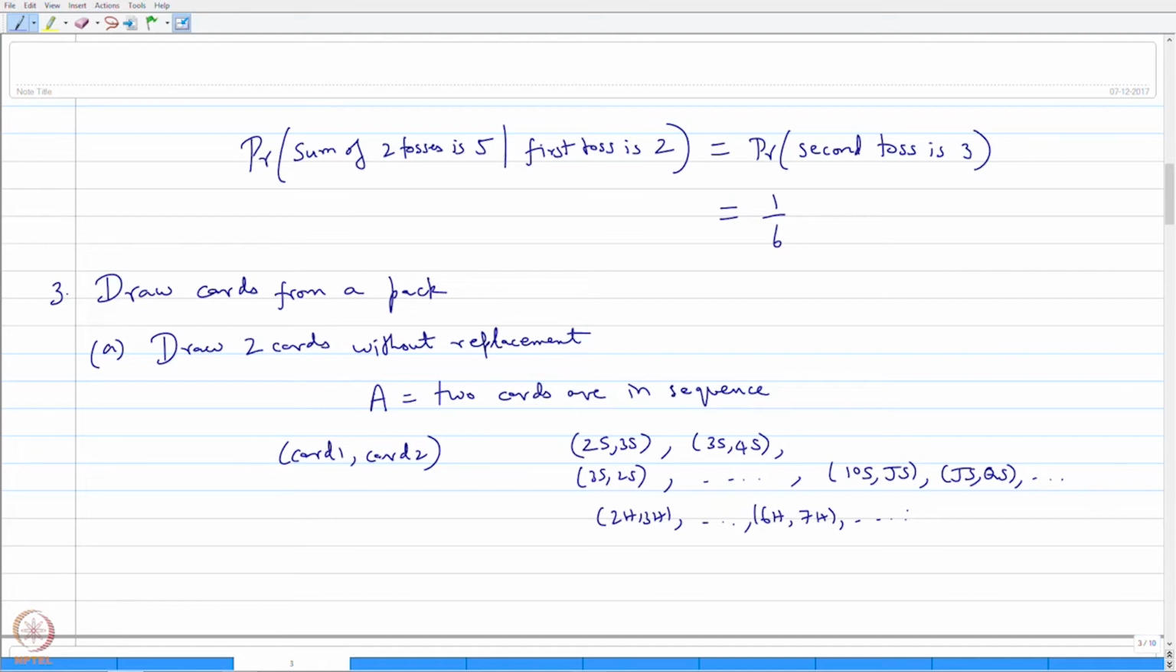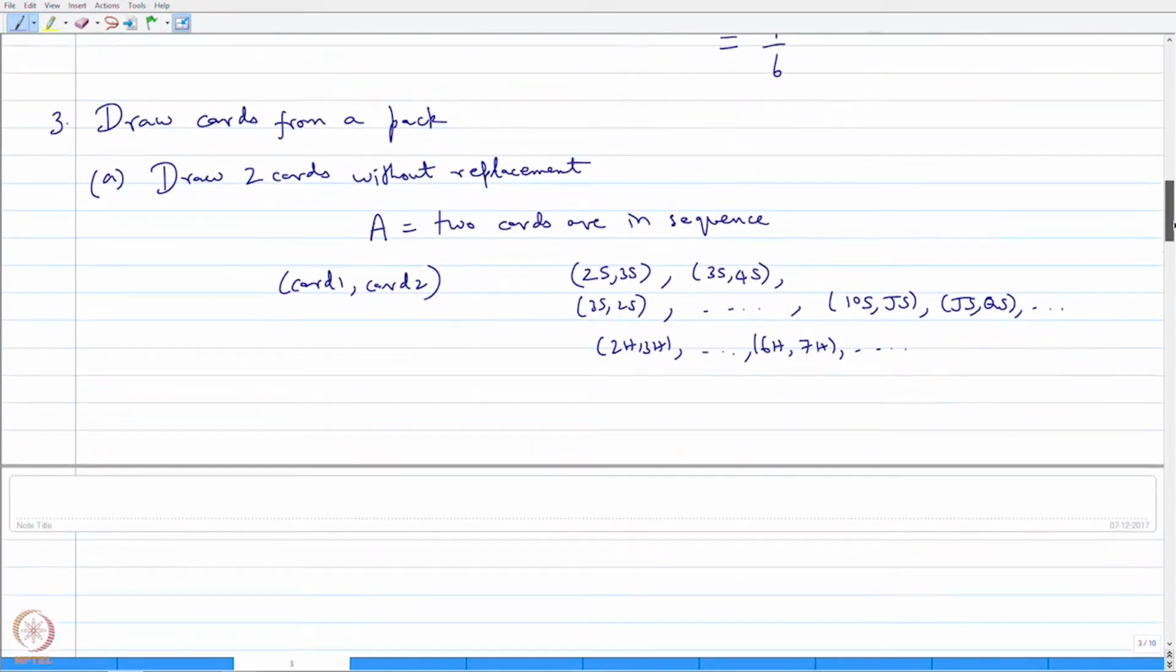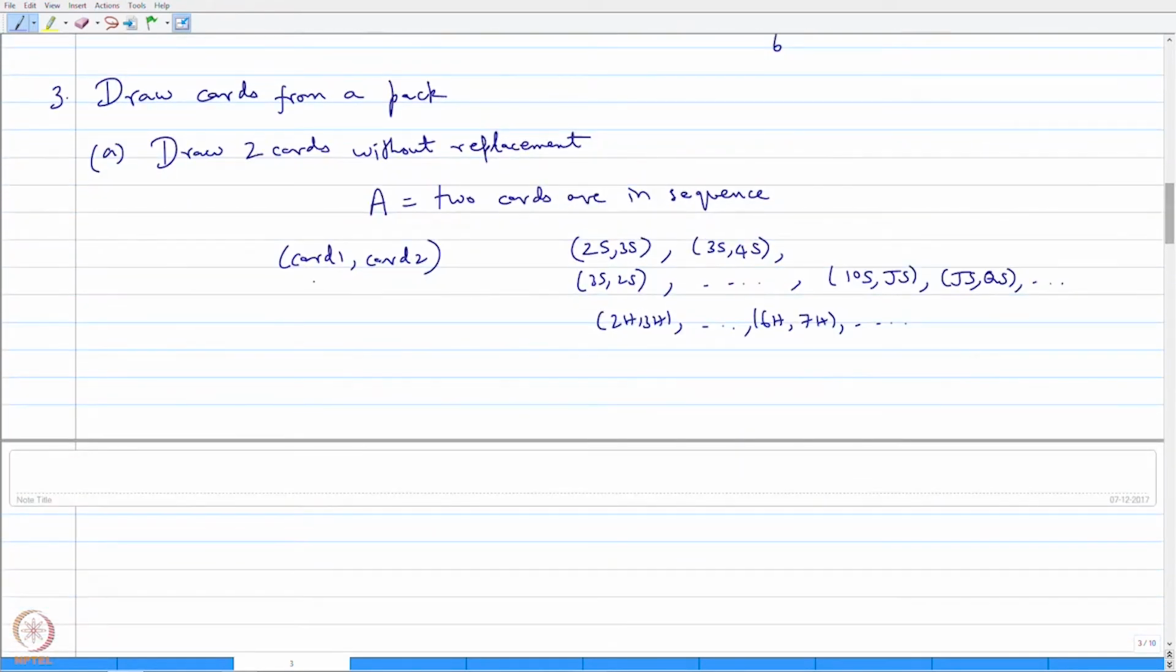That is called a sequence, and we have card 1 and card 2, and we want these 2 in a sequence. So, I want to figure out this event A, which is 2 cards are in a sequence, and I will do this cleverly by conditioning on the first card. Now, if you notice, depending on what card 1 is, you may or may not have a sequence. The number of choices you have for card 2 will be different.